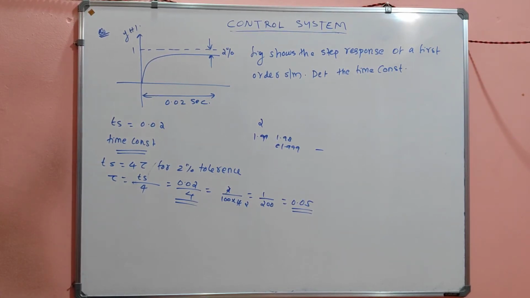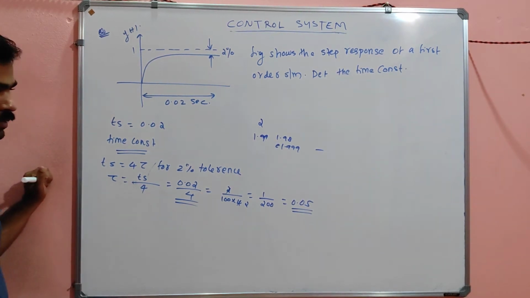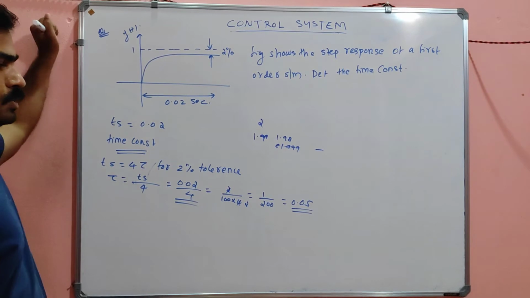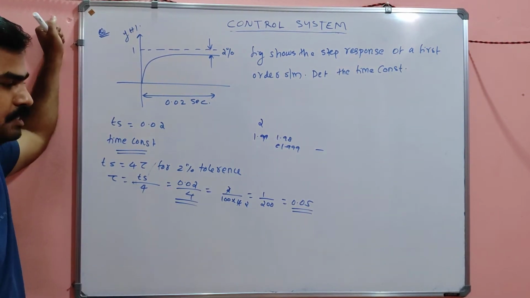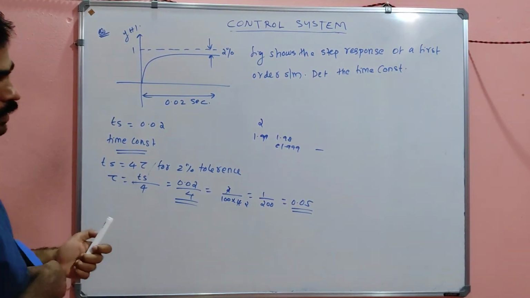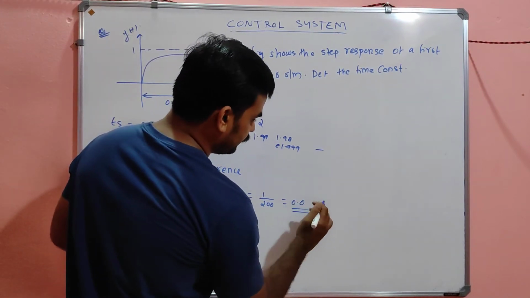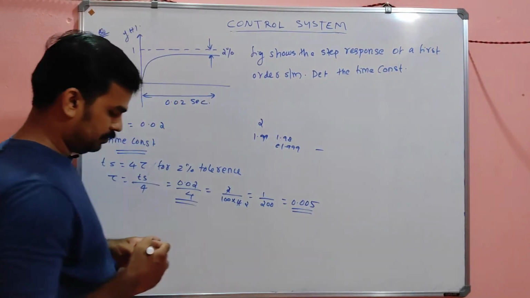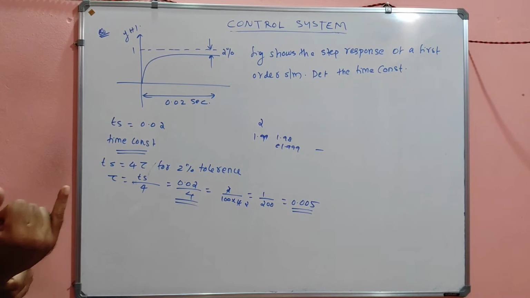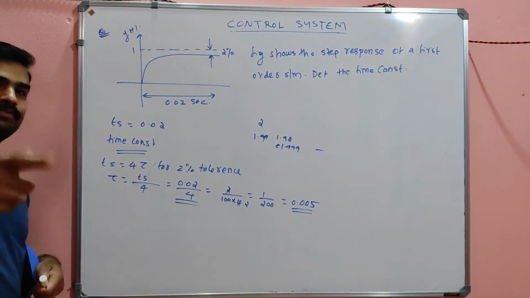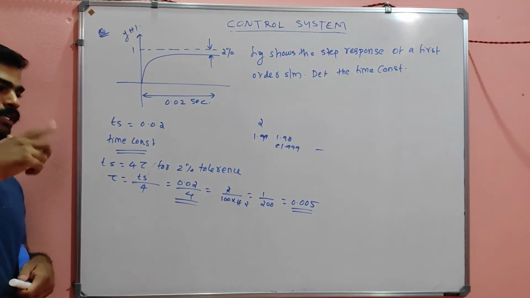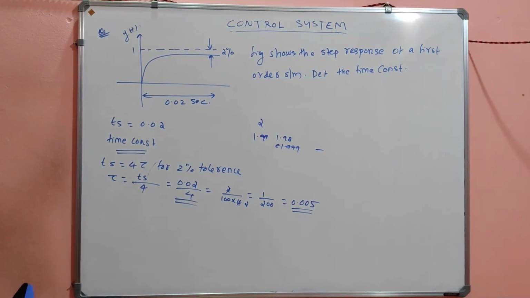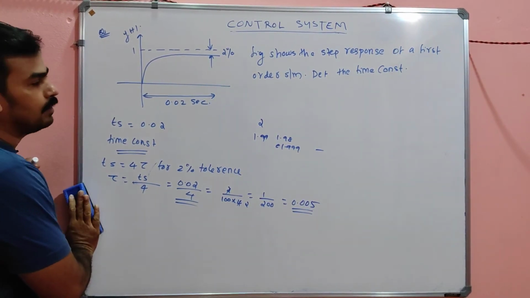Is it clear, my dears? Is it clear? 1 by 200, correct now? 0.05, correct? Because 1 by 2 is 0.5, 1 by 20 is 0.05, 1 by 200 will become 0.005. Okay? That's it. Is it clear?